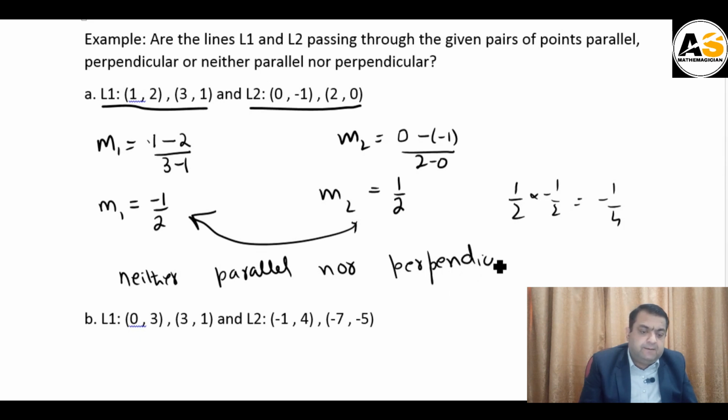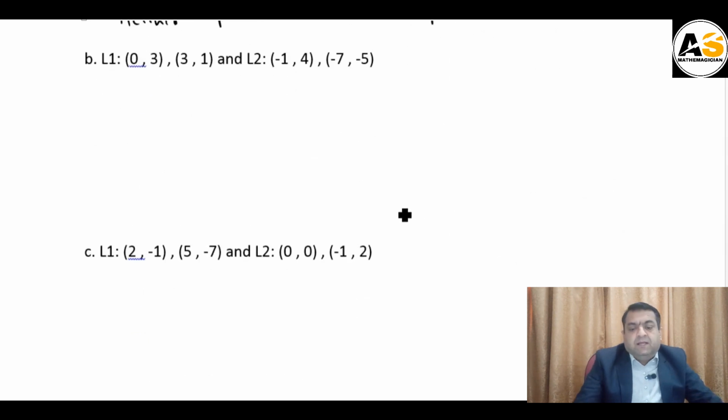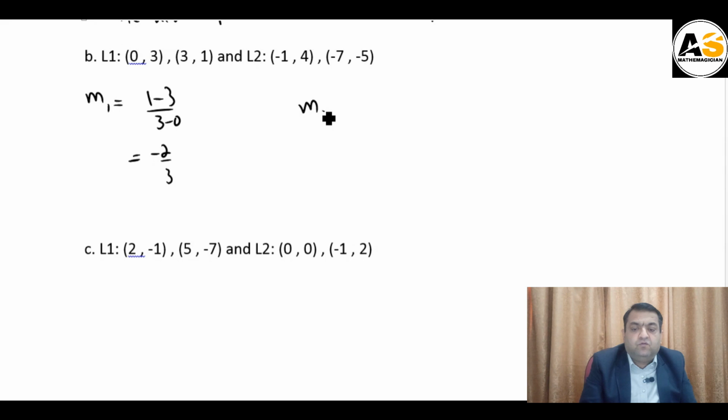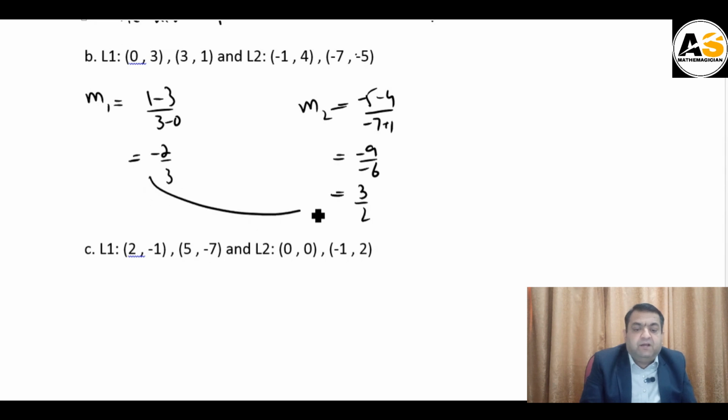I hope this is clear. Similar question with the 2 points different. I am rapidly solving it. M1 is equal to 1 minus 3 over 3 minus 0, which is equal to -2 over 3. M2 is equal to -5 minus 4 over -7 plus 1, which is -9 over -6, which is 3/2.